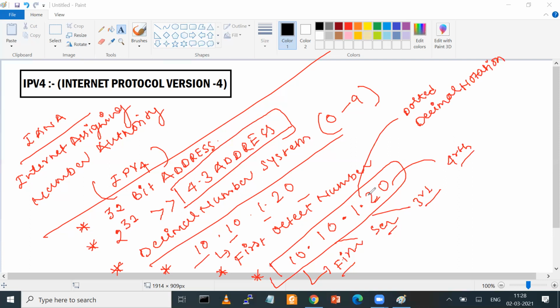This dot is basically to separate the octets. If I mention 10 dot, it means I'm trying to segregate one octet from the other. एक ऑक्टेट को दूसरे से अलग करने के लिए मैं क्या लगा रहा हूं, यहां पर डॉट लगा रहा हूं. तो डॉट के पहले मान लीजिए ये आ रहा, तो ये आपका पहला ऑक्टेट हो गया, ये आपका दूसरा हो गया, ये आपका तीसरा और ये चौथा. तो एक एड्रेस में 4 ऑक्टेट होंगे.